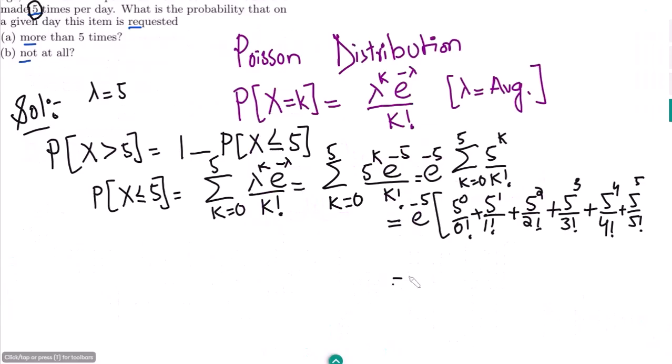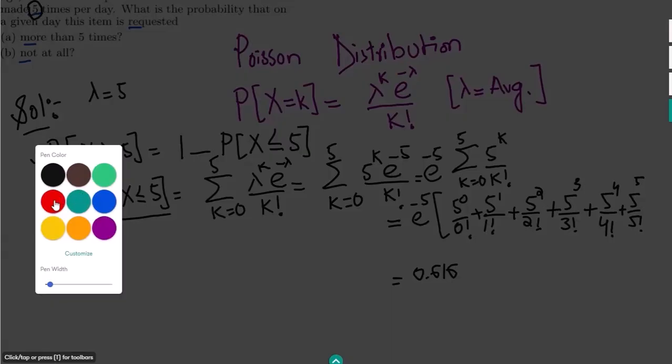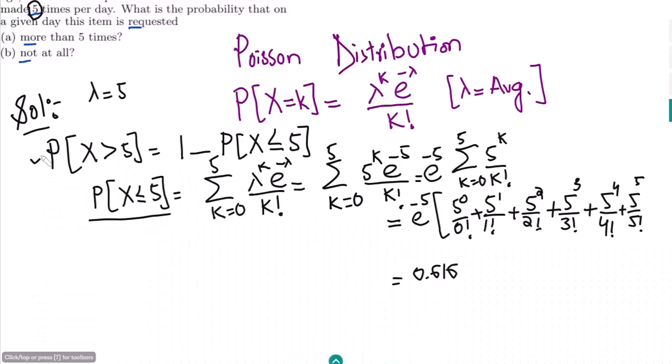What we will get after calculating it out, 0.616. Okay, so this is the probability that x is less than or equal to 5. Now we have to find out the probability that x is greater than 5. So therefore we have to subtract it from 1, because this is the thing which we want to find out. Okay, this is what we wanted to find out.